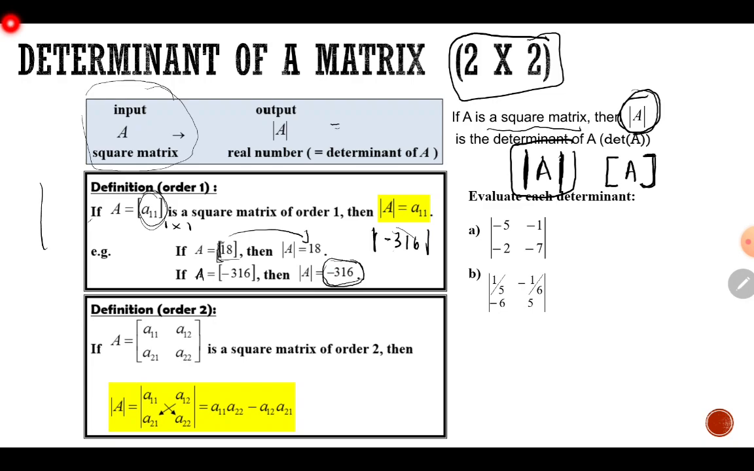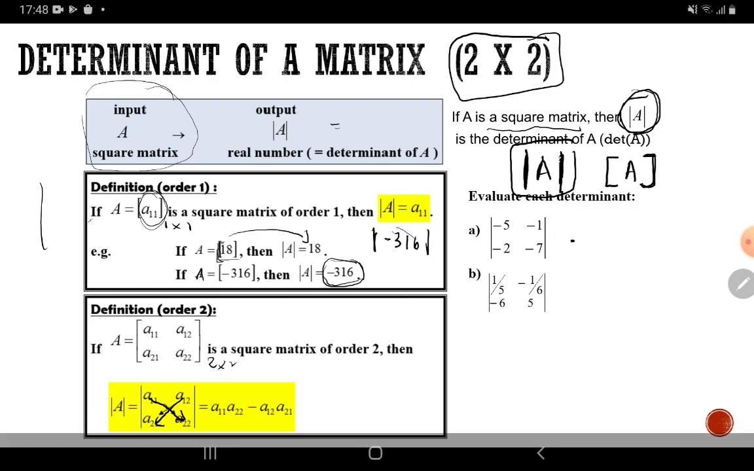Okay, untuk order 2 pula, okay, so you see we have 4 entries, because we have 2 times 2 matrices. So A11, A12, A21, A22. So to find its determinant, very simple, you just have to darab silang. A11 darab dengan A22, tolak dengan A12 darab dengan A21. Faham tak? Okay, very simple.